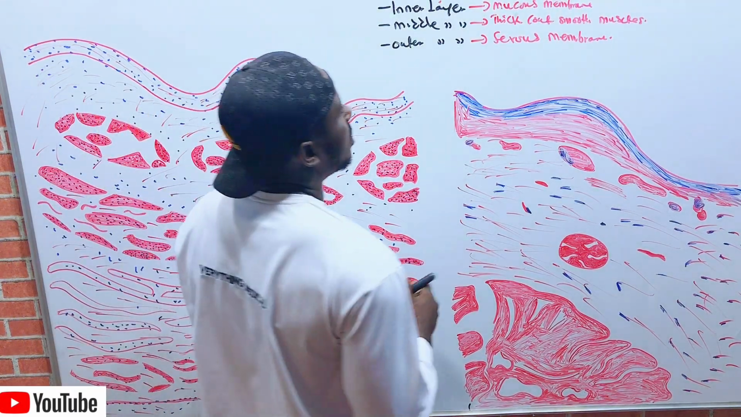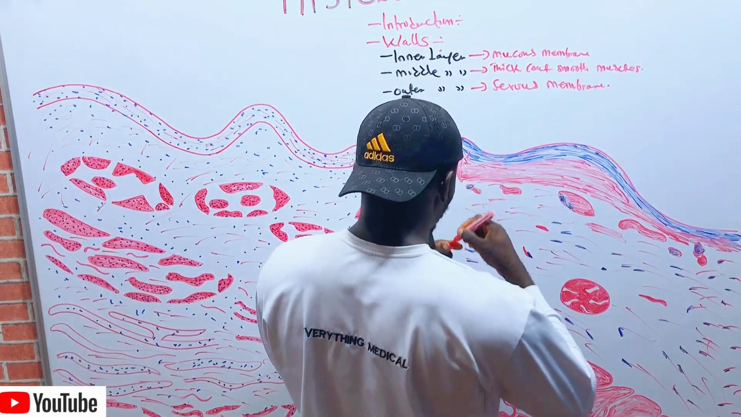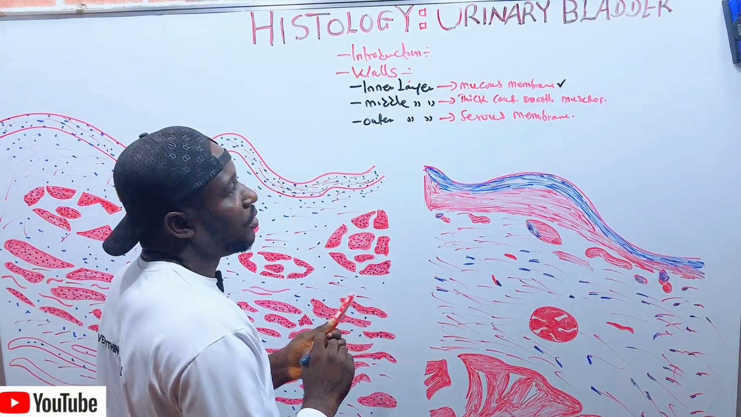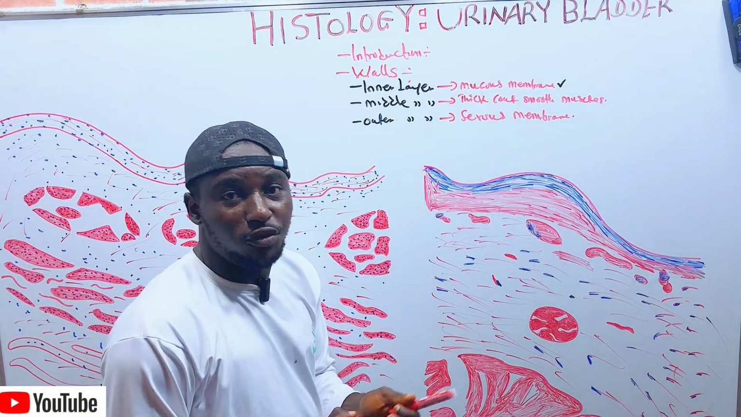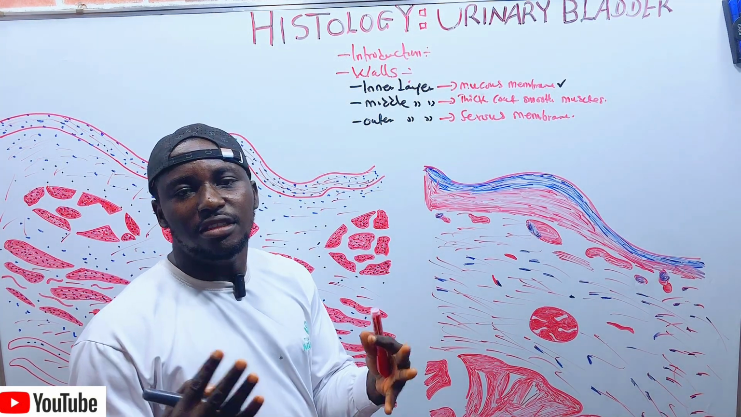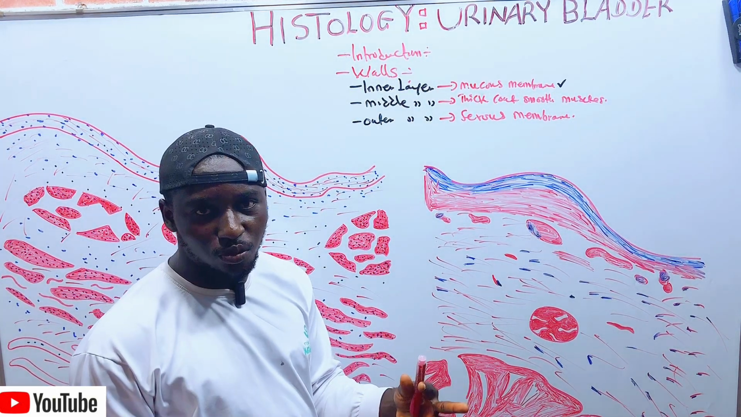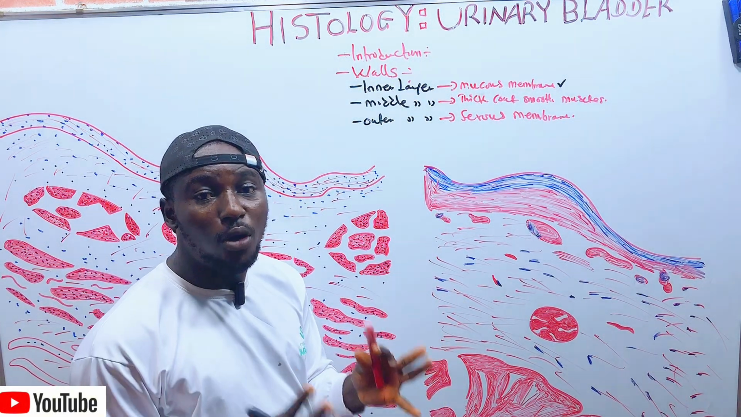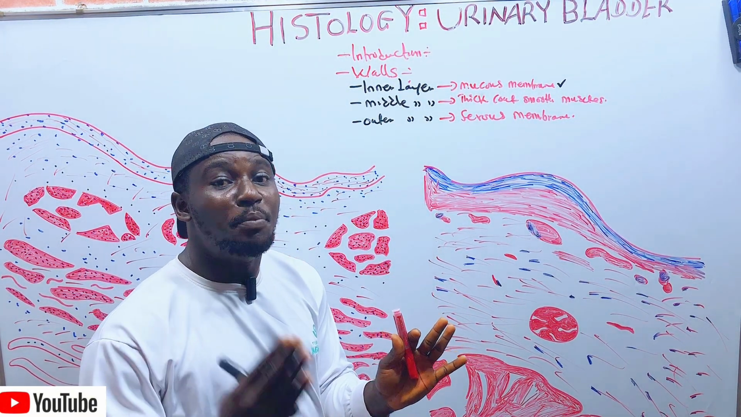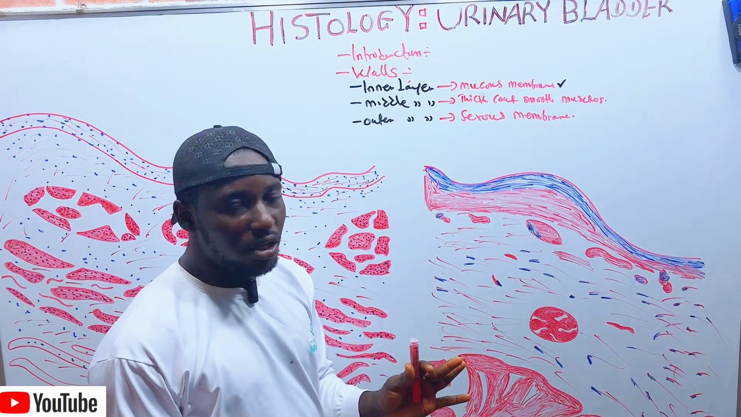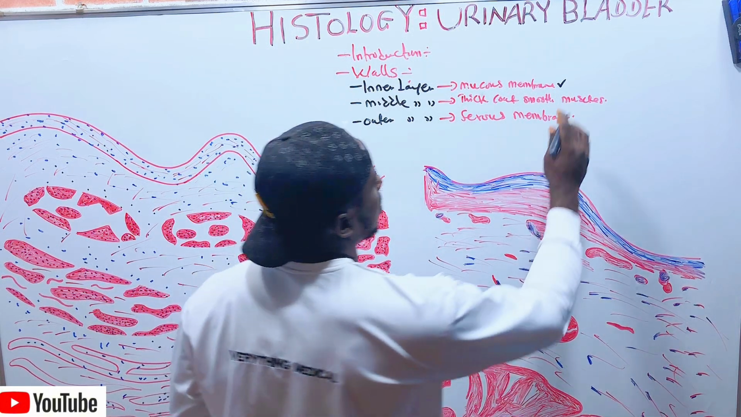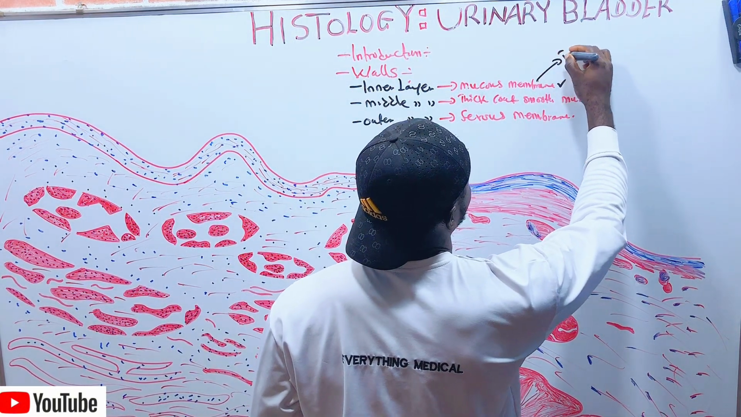Now, let's begin with the mucous membrane. The mucous membrane of the urinary bladder is formed by the transitional epithelium, which is a specialized form of epithelium classified under the epithelium on a specialized function. So it is formed by a transitional epithelium.